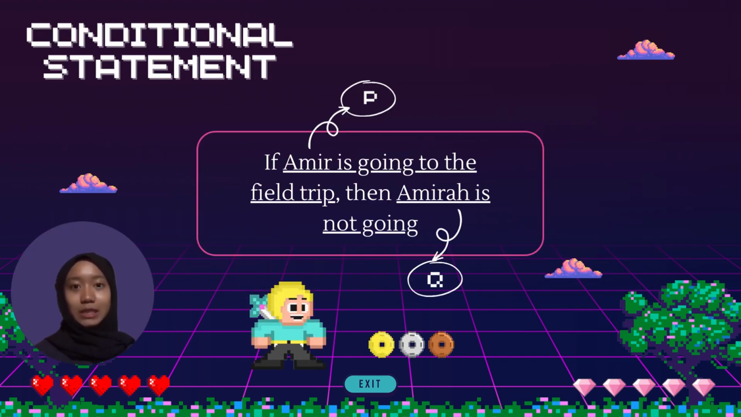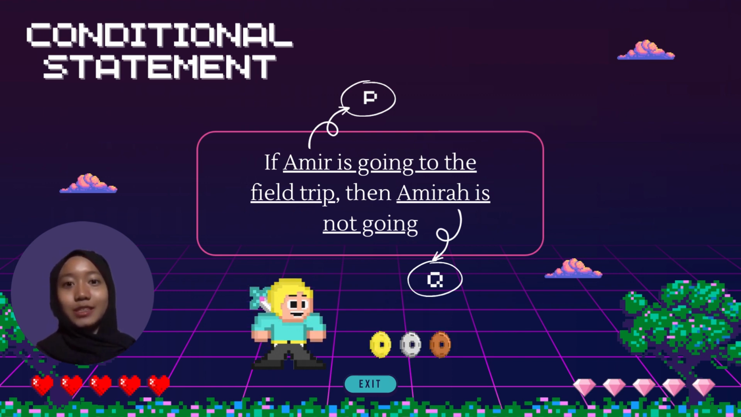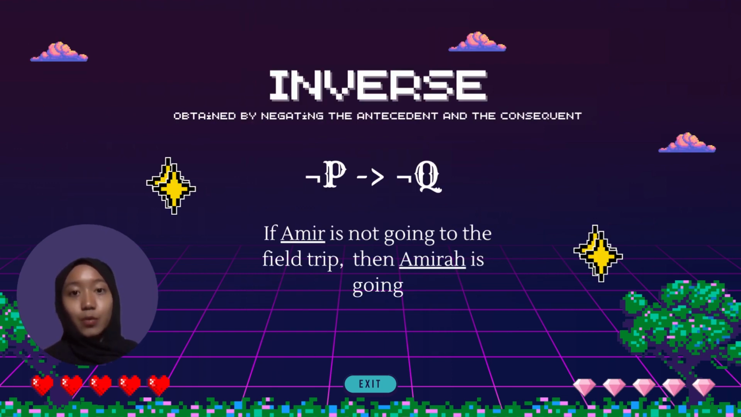Next, we have conditional statements. To make it easier for me to explain about the conditional statement, we'll use this statement: if Amir is going to the field trip, then Amirah is not going. First conditional statement is inverse, where inverse is obtained by negating the antecedent and the consequent. From the statement that we used earlier, the statement will be if Amir is not going to the field trip, then Amirah is going. And for the symbol, we use not P implies not Q.